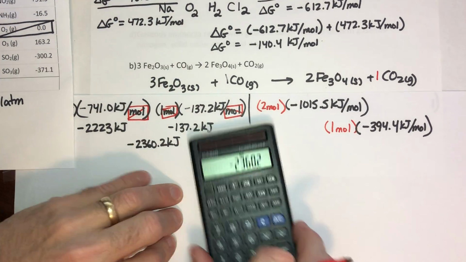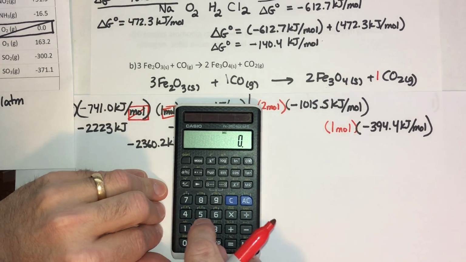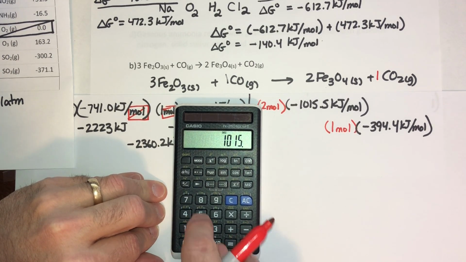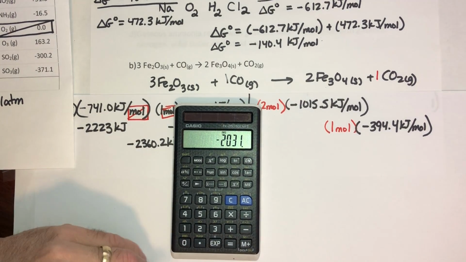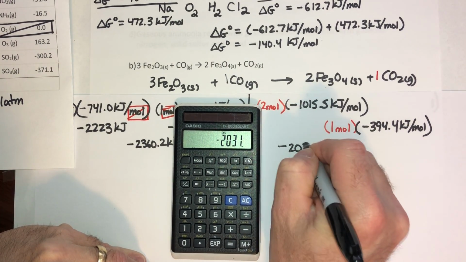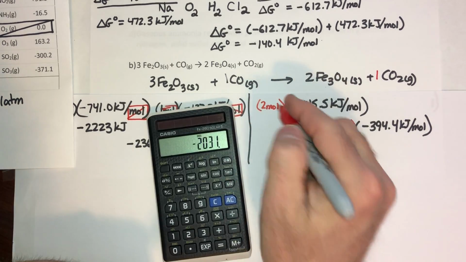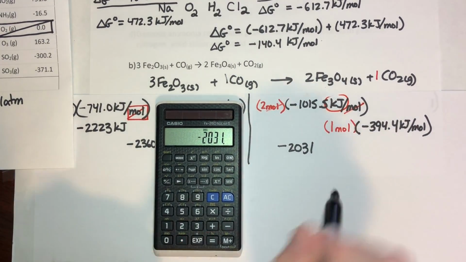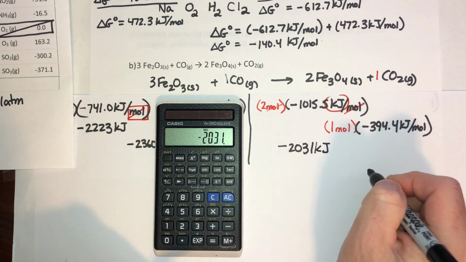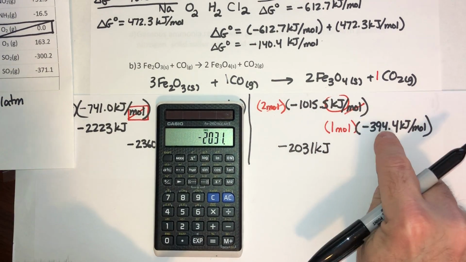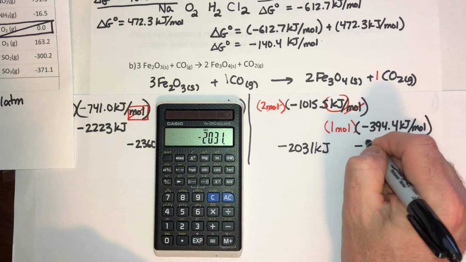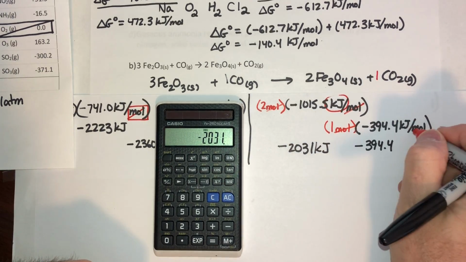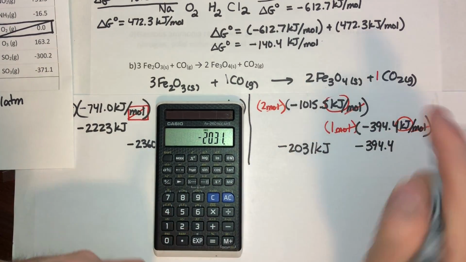All right, so pull out our calculator. That is 2 times 1,015.5 negative. That gives me a minus 2,031. Now remember, moles and per moles cancel. That just leaves me with kilojoules. So that's kilojoules. If I do the other one, 1 times a negative 394.4 is a negative 394.4. And again, moles and per moles cancel, leaves me with kilojoules.